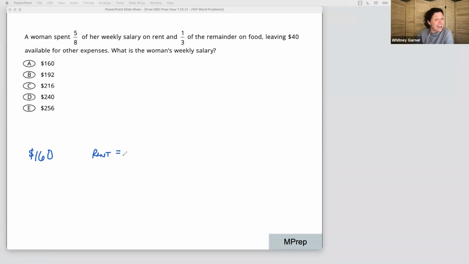Rent would be 5/8 of 160. And 8 goes into 160 20 times. So rent would be $100. How much would she spend on food?